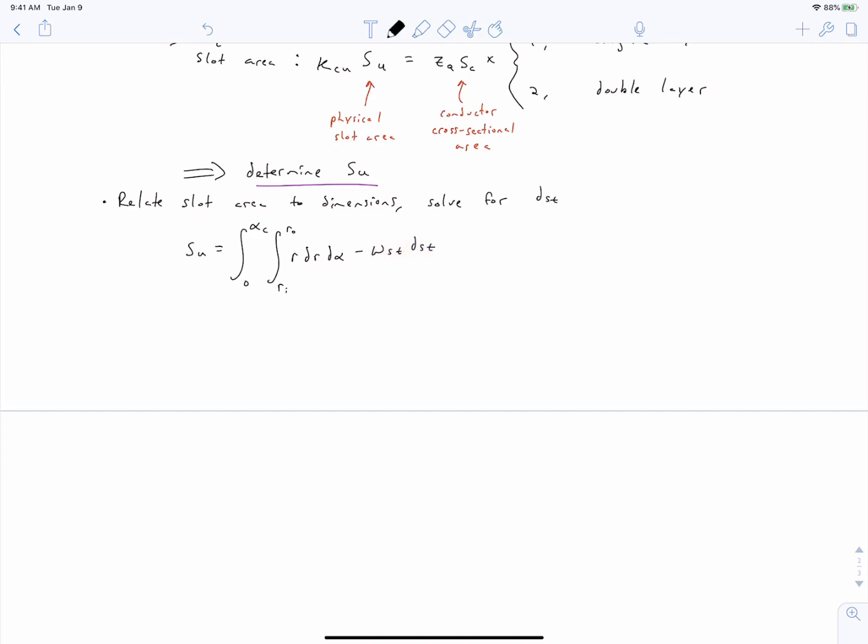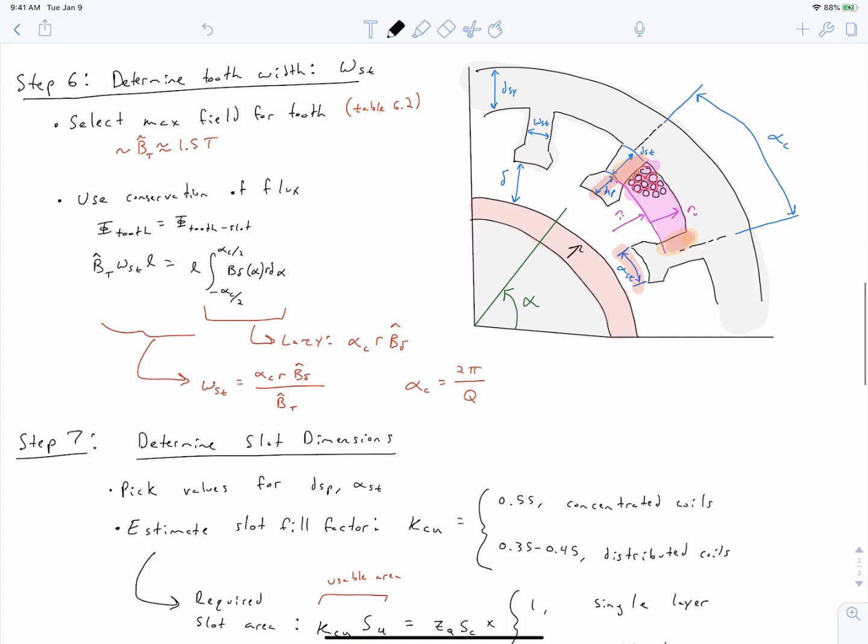And so this is an estimate. Remember, this is all estimates. In this estimate, we're actually neglecting the available slot space that resides right here. And so this is a conservative estimate. If you expect to have very thick pole shoes, if you expect this DSP value to be larger, you might want to revise this expression to also include the area I've highlighted in orange here.